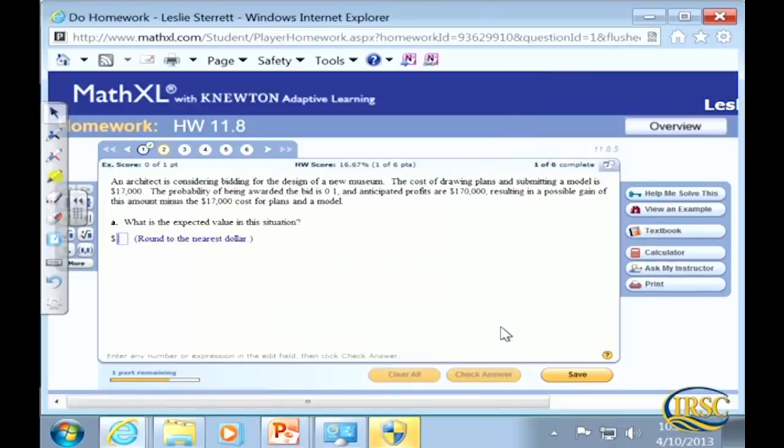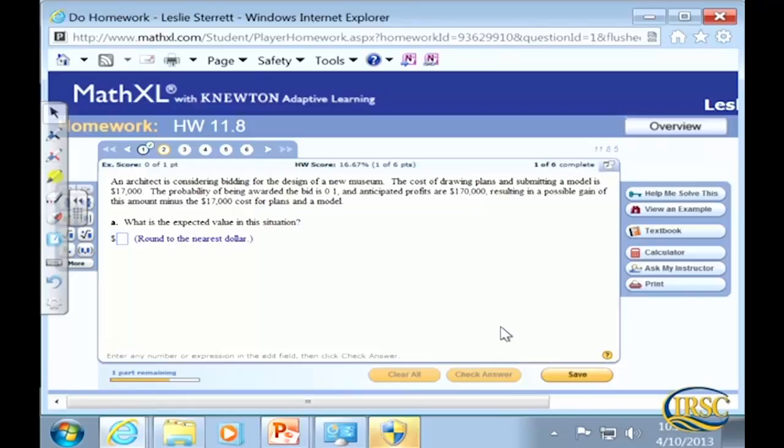An architect is considering bidding for the design of a new museum. The cost of drawing plans and submitting a model is $17,000. The probability of being awarded the bid is 0.1, and anticipated profits are $170,000, resulting in a possible gain of this amount minus the $17,000 cost for the plans and the model. What is the expected value in this situation?